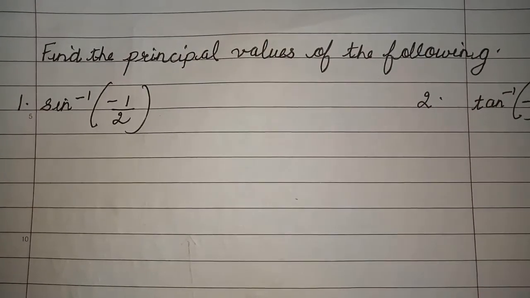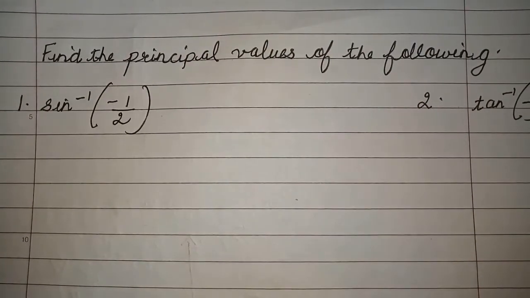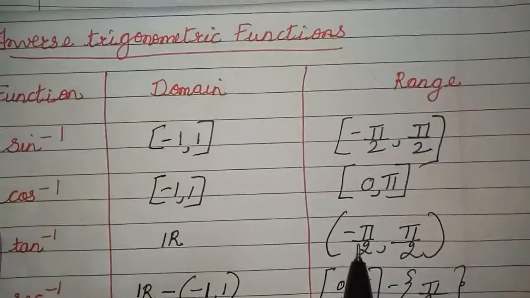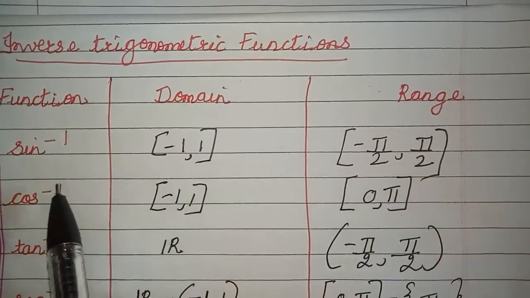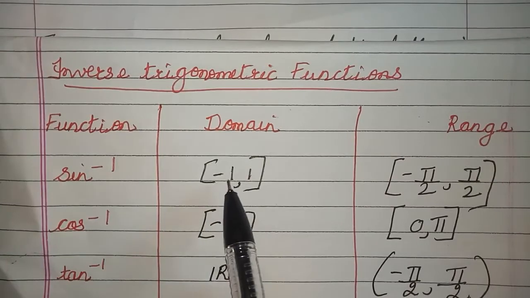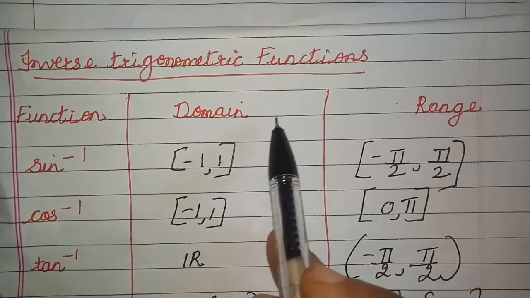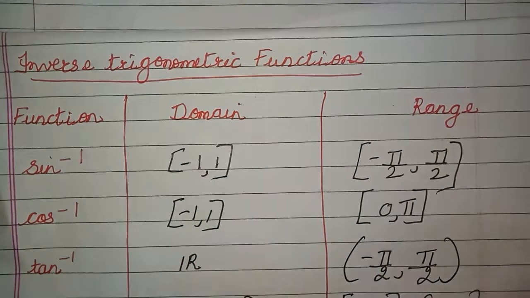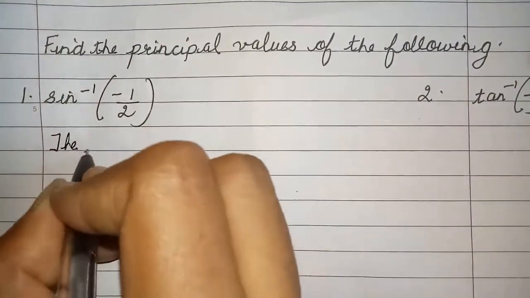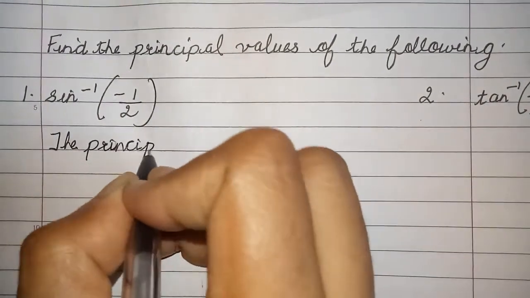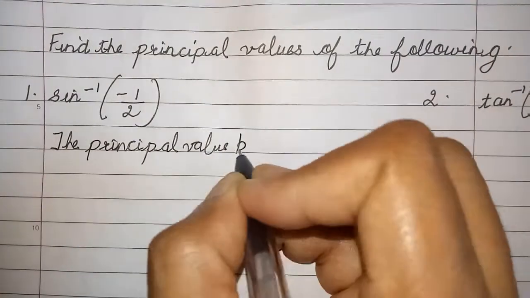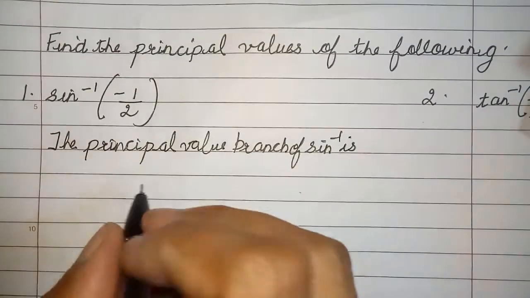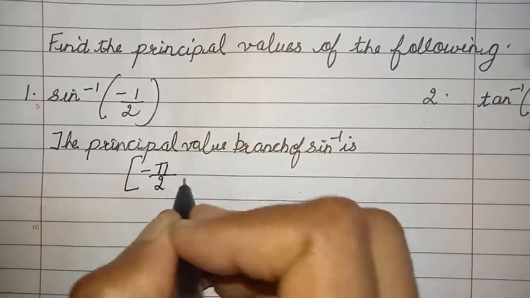So the first one is sine inverse of minus half. Okay, let's start. Now, what is the sine inverse of minus half, children? What should be the range of this function? Sine inverse of minus half means it comes somewhere here, so we are going to find where it is going to fall. So what is the principal value branch of the sine inverse? Right here first, I am writing the principal value branch of sine inverse is the closed interval minus pi by 2 to pi by 2.